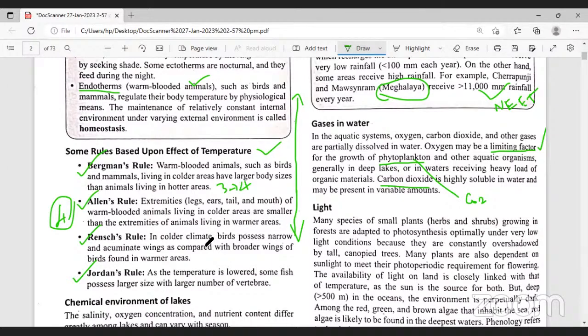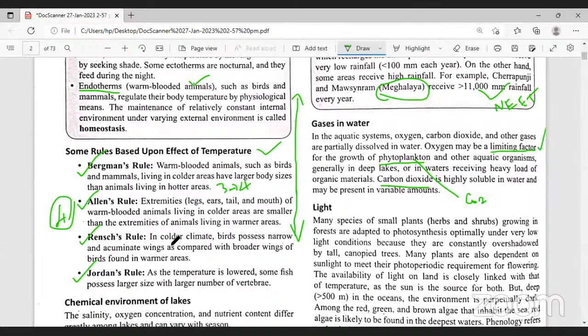Rensch's rule: bats of the colder climate possess narrow and acuminate wings as compared with the broader wings of the bats found in the warmer area. See, in the colder area, what happened to the bats? The wings are very small in nature, so they can easily fly, compared to the broader wings of the bats found in the warmer area.